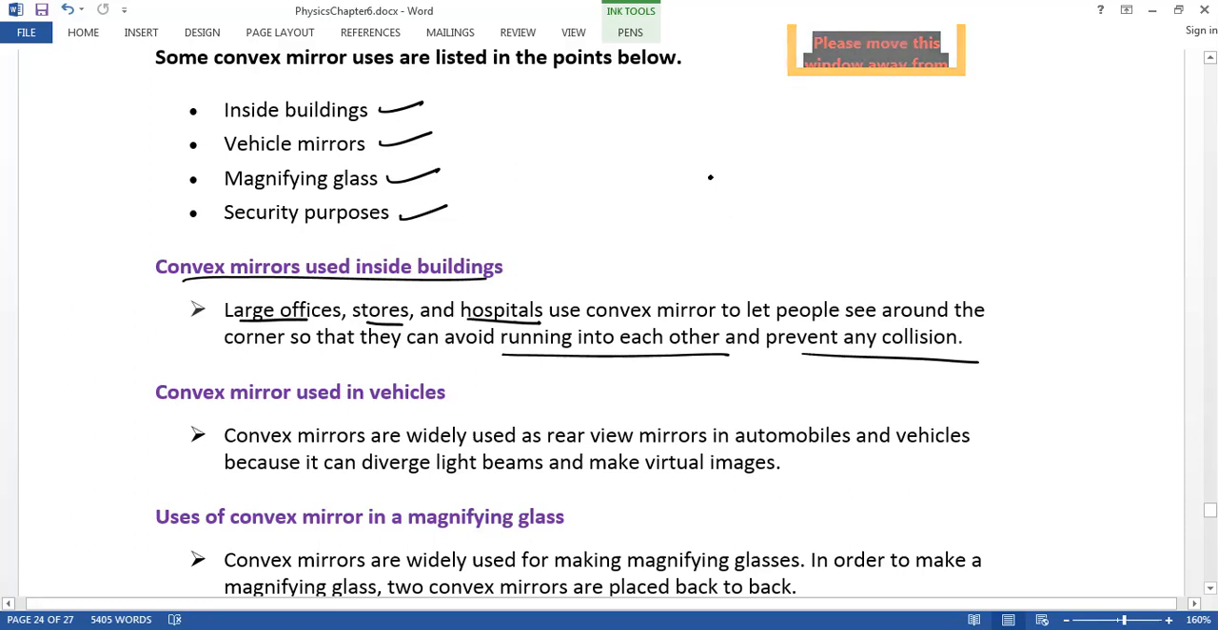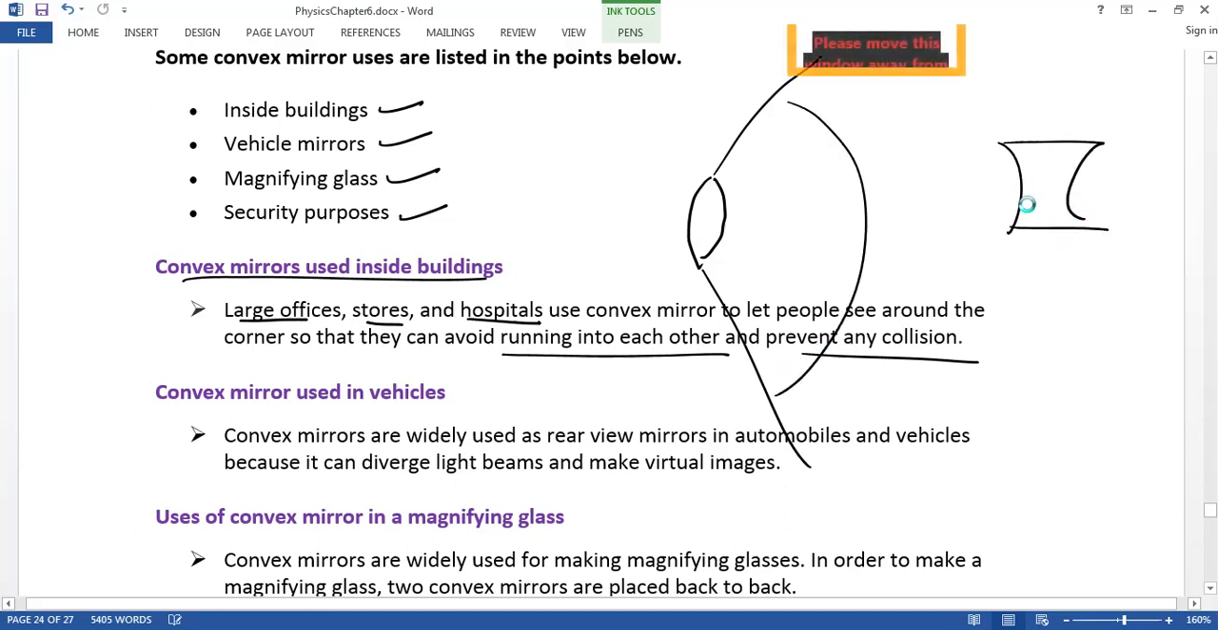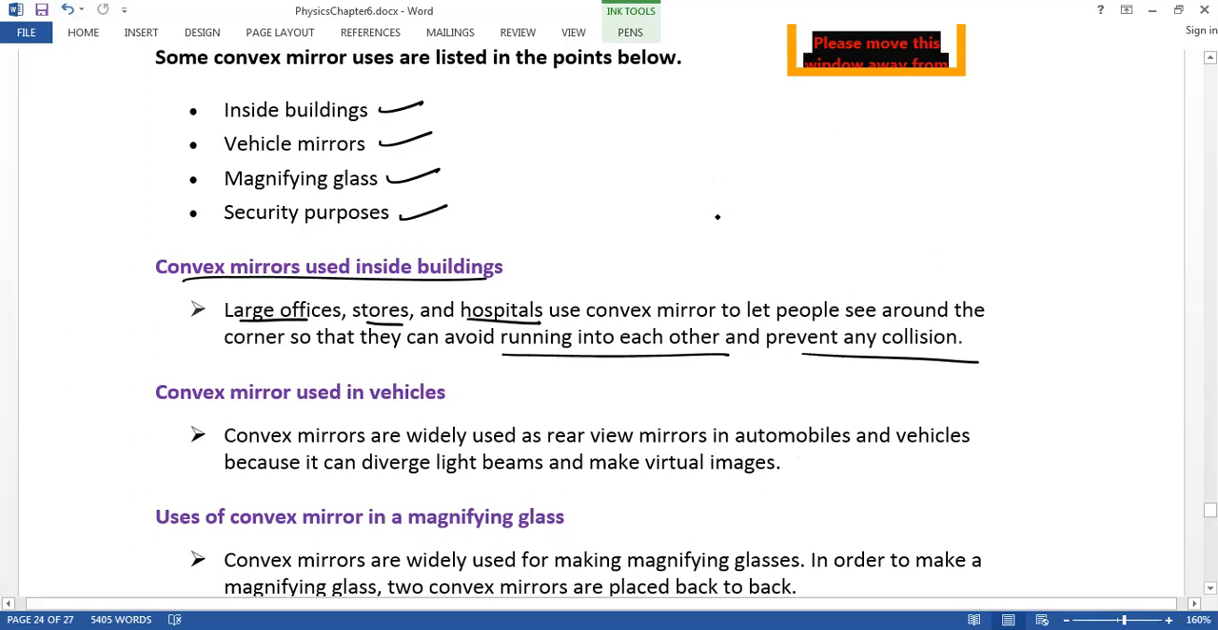For example, this is the convex mirror. It covers this much area as compared to a concave mirror. The concave mirror covers only a small amount of area. For example, if you close this, it covers only this much. Whereas the area of coverage is more in a convex mirror than in a concave mirror. That is the reason why it is used inside the building as well as outside the building.